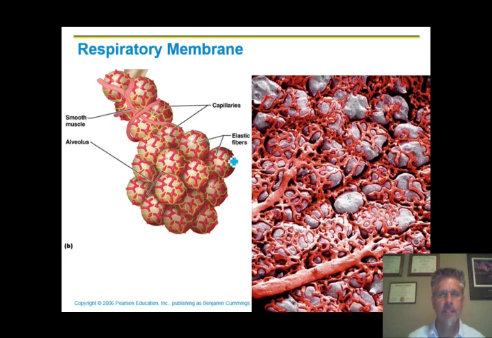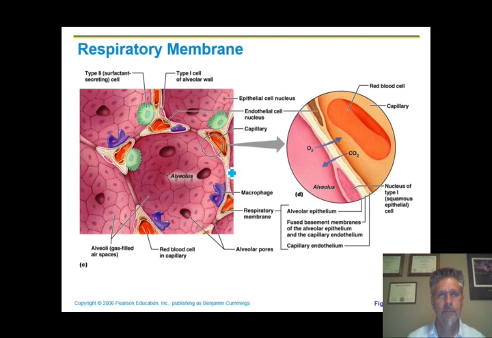And here we see the overlap between, again, those alveoli, the simple squamous cell wall of the alveoli being surrounded by the simple squamous cell wall of the pulmonary capillaries. So it's just across this, this thing that we call the respiratory membrane, where the oxygen and the carbon dioxide are going to be exchanging.